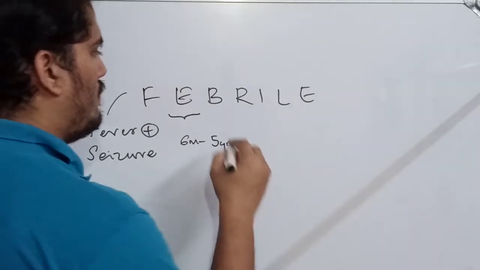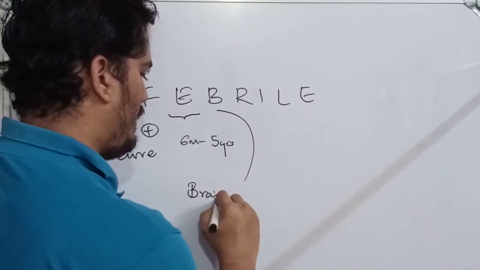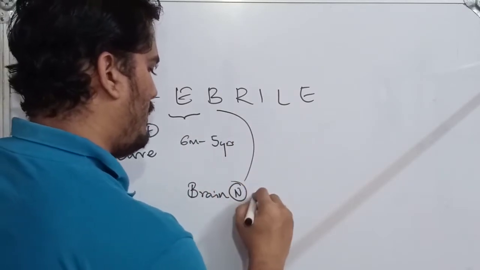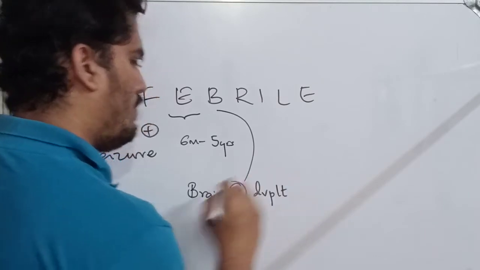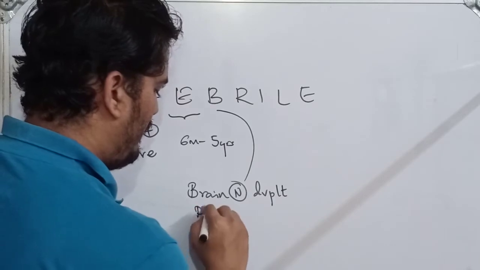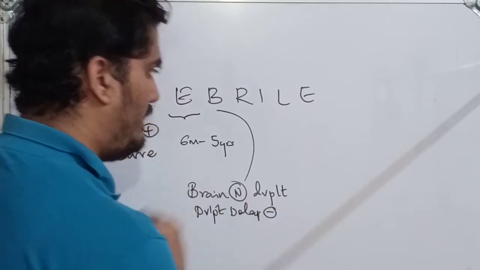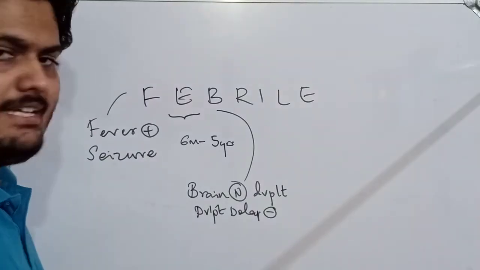The answer is no. The baby's brain should have normal development. There should not be any developmental delay, any developmental milestone delay. That is the next criteria.